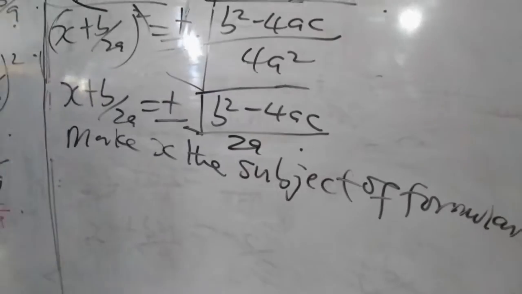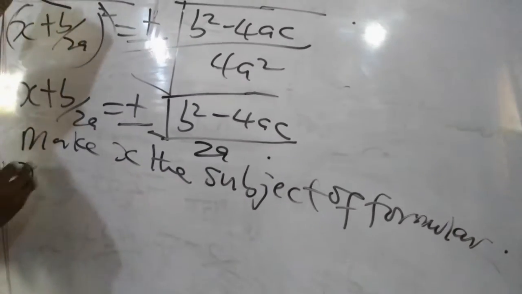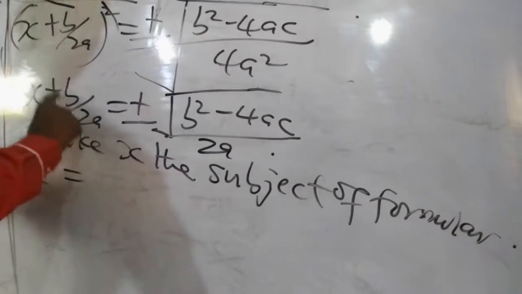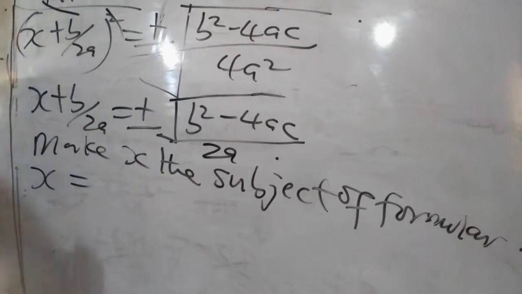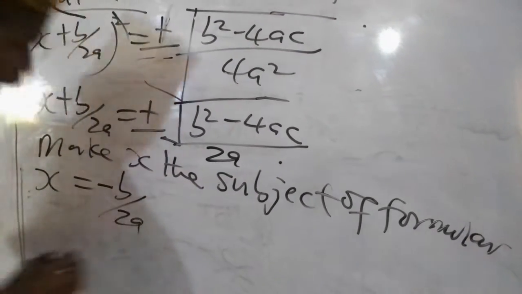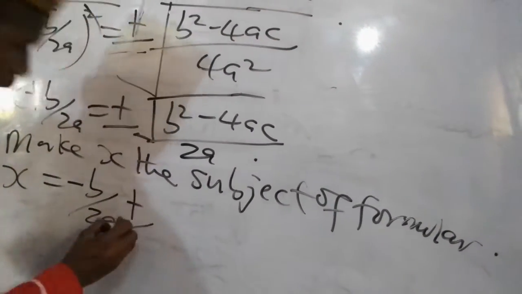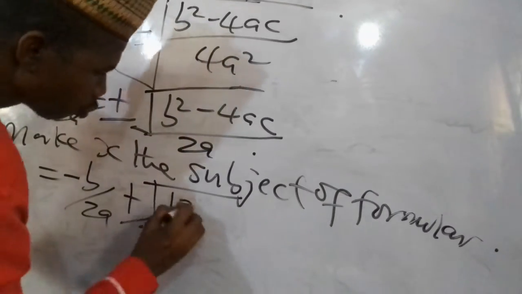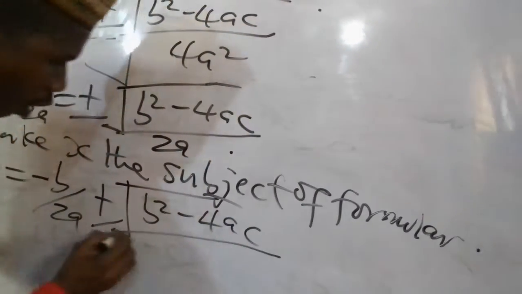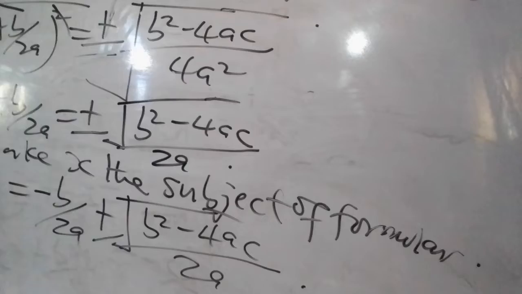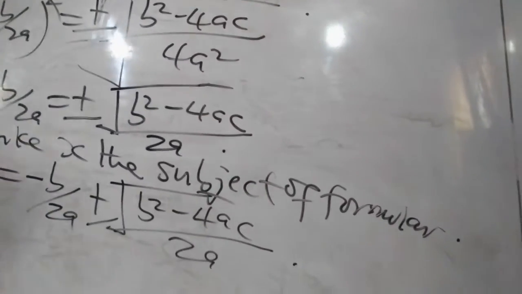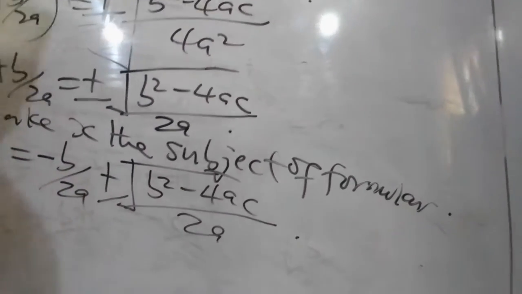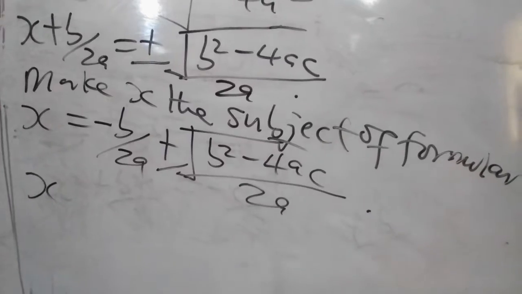To make x the subject of the formula, x will now be equal to b over 2a, which is going to the other side of the equal sign, changing to minus b all over 2a, positive or negative square root of b square minus 4ac all over 2a. We have got it. We now have x.